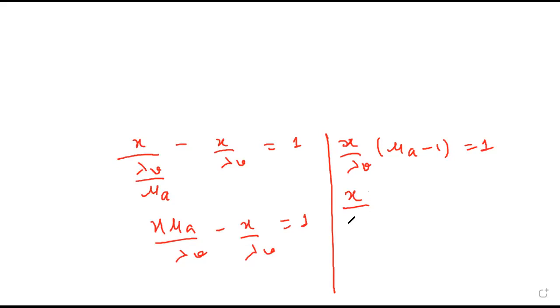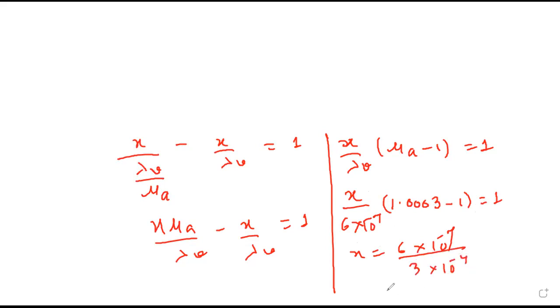Lambda vacuum is given 6000 angstrom. So 6 into 10 raised to minus 7 meter, 1.0003 minus 1 equal to 1. So x is 6 into 10 raised to minus 7 upon 3 into 10 raised to minus 4. That means 2 into 10 raised to minus 3 meter, which we can say 2 millimeter. So x is 2 millimeter, option A. Okay.